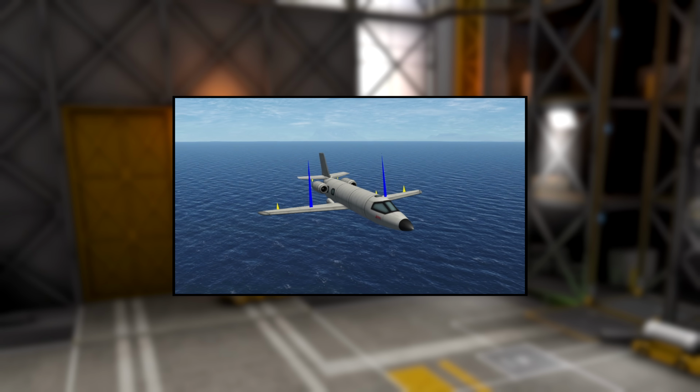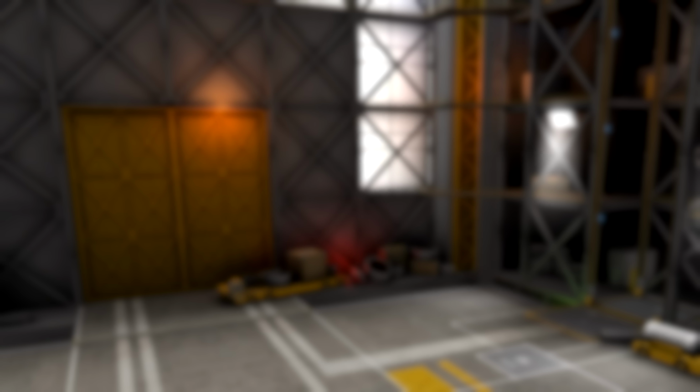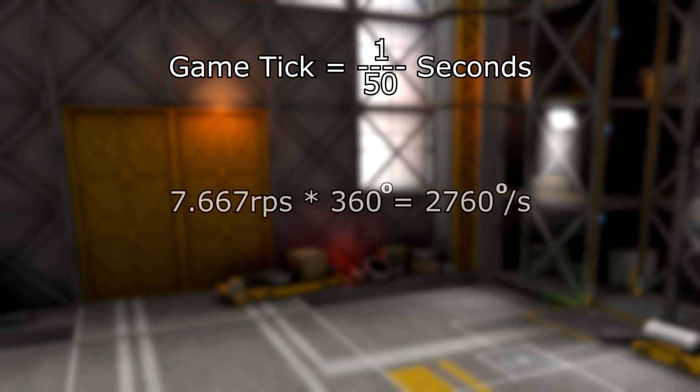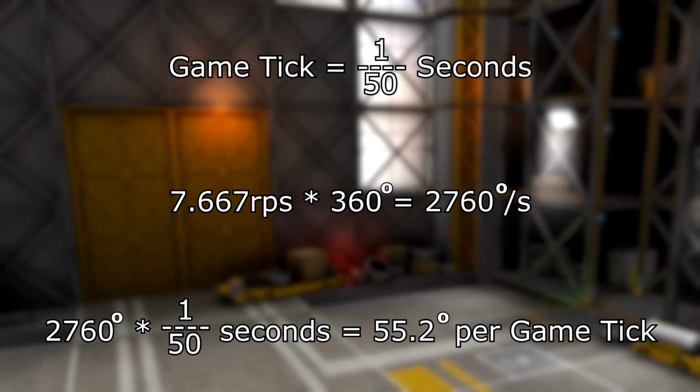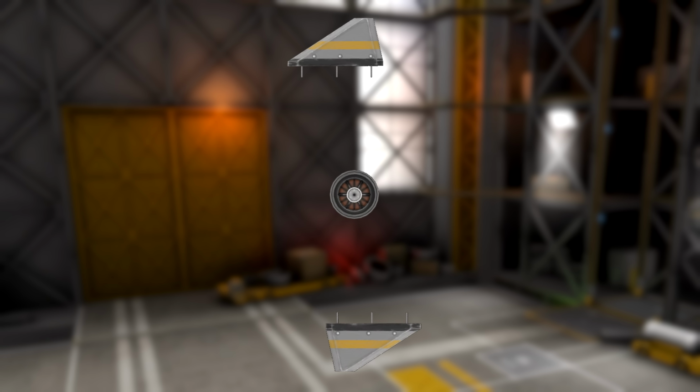However, rotors in Kerbal Space Program can achieve 7.67 rotations per second, which means that the propeller blades move significantly in a non-linear way over a single game tick. Because one game tick is 1/50th of a second, and the rotor rotates 2,760 degrees per second, the fins rotate around the center 55.2 degrees per physics tick at maximum RPM. Now, given this information, how does the way in which the game processes physics apply to propeller assemblies?